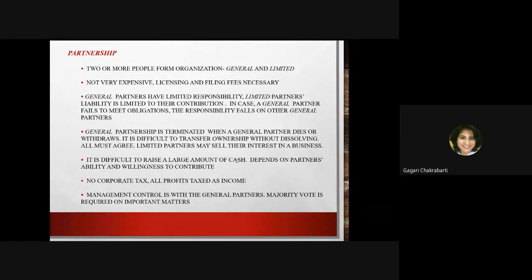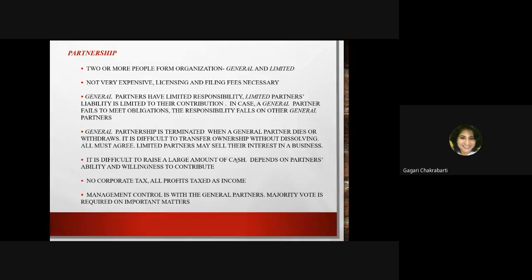The second form is the partnership. You can have the general and the limited partnership. Two or more people will be forming an organization. It is not that expensive, but licensing and filing fees will be necessary. Now, so far as the responsibility is concerned, the general partners will be having unlimited responsibility. And the limited partners' liability is limited to their contribution.